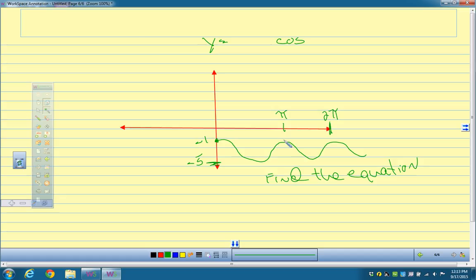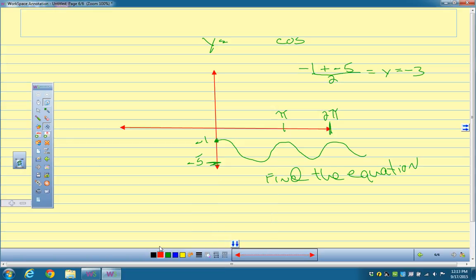Now I think the best thing might be to first find the vertical shift. So all I have to do is take the maximum. What's the maximum? -1. Plus the minimum. What's the minimum? -5, right? Divided by 2 is going to give you the equation of the line that cuts it in half. So what's that? y equals -3 is going to be the line that cuts this thing in half.